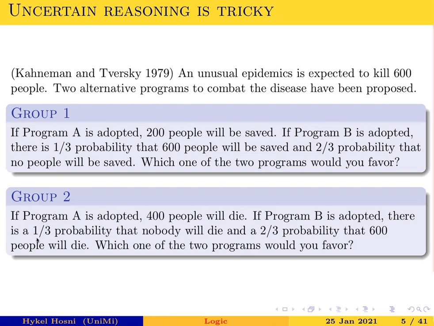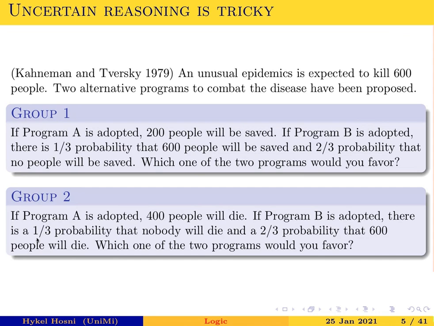And uncertain reasoning is tricky. So this is a super famous example from Kahneman and Tversky. So it's 1979, so not exactly yesterday. It has been replicated, of course, it's an experimental setting. It has been replicated a very large number of times, and the results of this are very stable. So what's the story here?